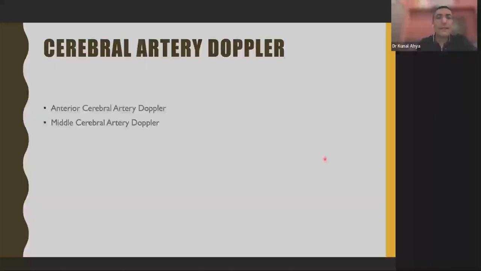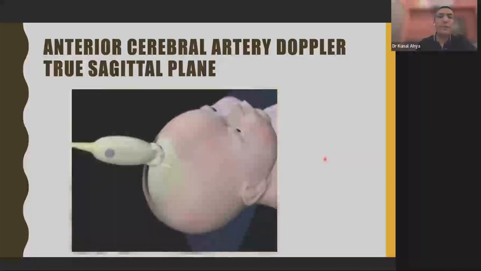Okay. So for the anterior cerebral artery, where do we keep the probe? Can anyone write in the chat box which fontanelle over which we have kept the probe, and what is the view which we will get? Just for a hint, this marker is facing towards the nose. So what kind of view will we get? Marker is facing anteriorly. Yes, so it is the anterior fontanelle, and we get a sagittal view based on this.